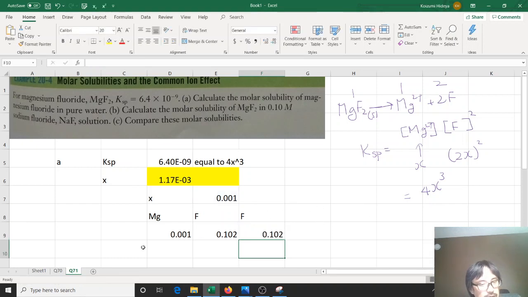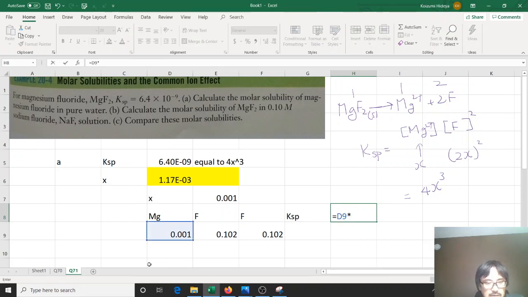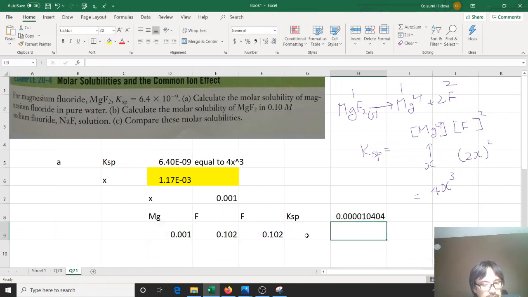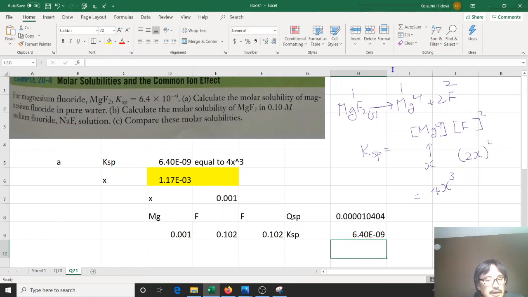And then what is the KSP here? The KSP is the multiplication of all of these guys, right? So it is equal to this times this times that. Good. Now this value right here is a QSP, so I should put it as QSP right here. And KSP is supposed to be 6.4e-9, right?